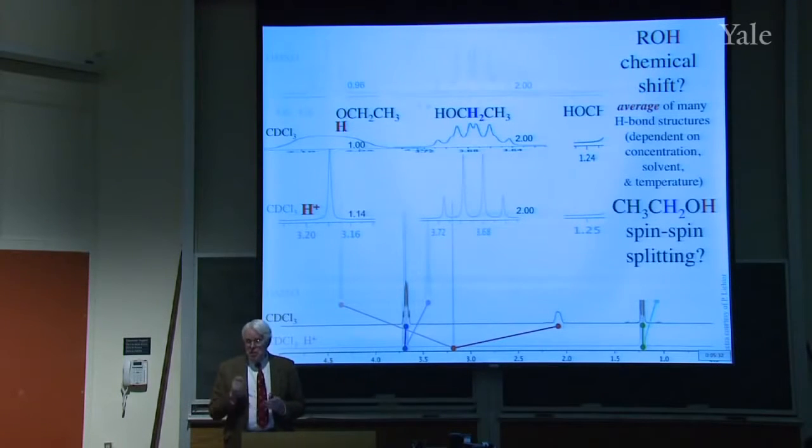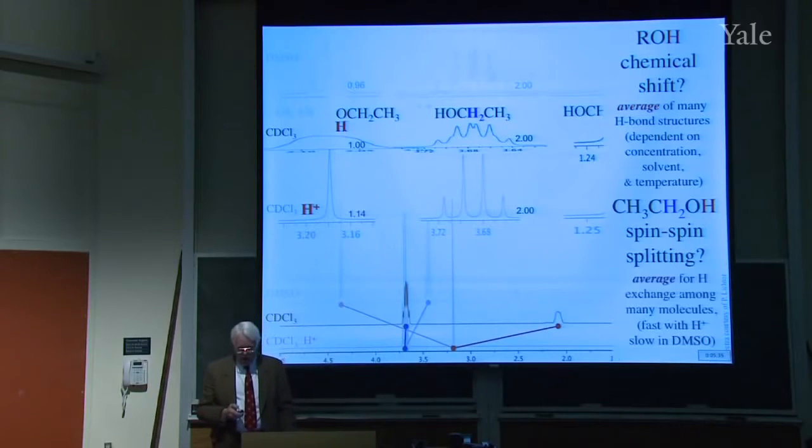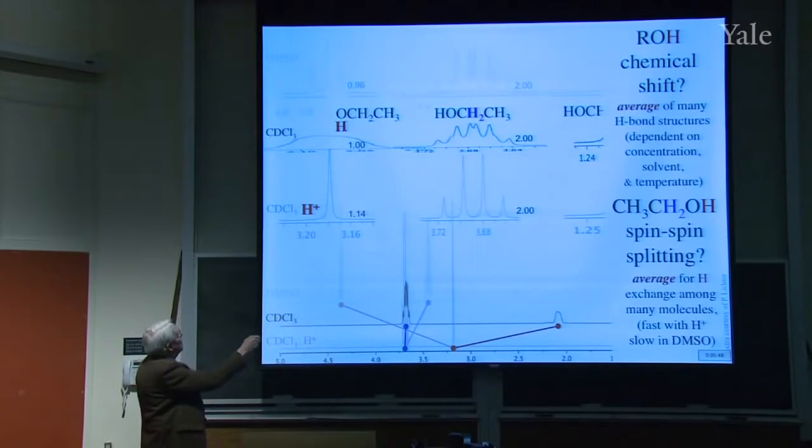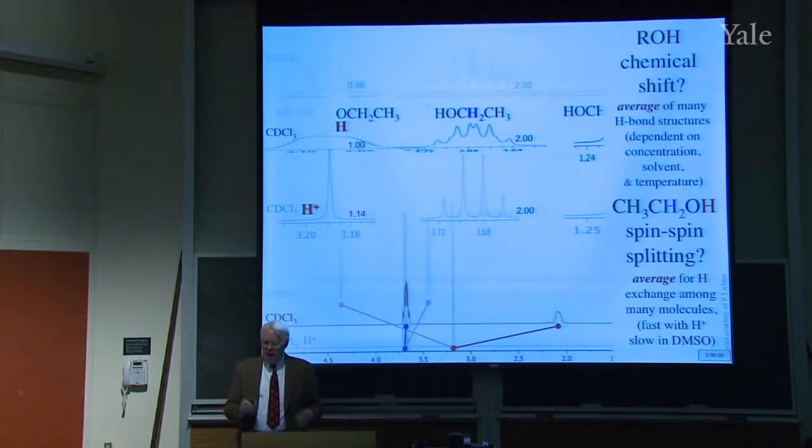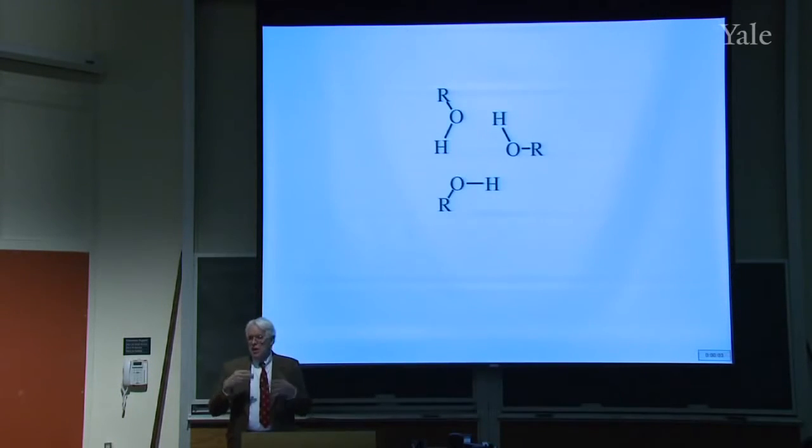But how about the spin-spin splitting between the CH2 and the OH, right? That can be the average involving H exchange among many molecules. It's fast if you have H+. It's slow in DMSO. So in DMSO, you saw H's staying with their molecule, and you see the splitting. In H+, they go from molecule to molecule fast. You see the average. And what happens if you have chloroform, but you don't have the H+? Some kind of averaging is beginning to happen, it looks like. So it's clear that if you have H+ in there, it can zip around.